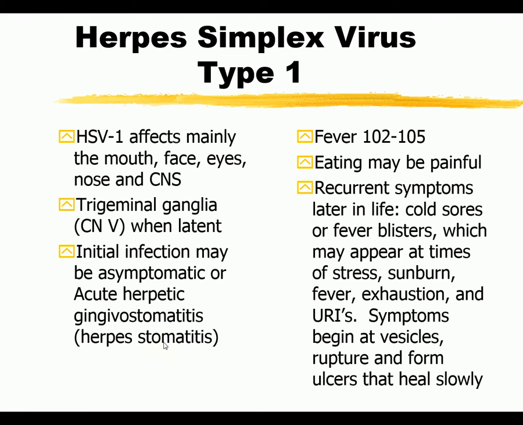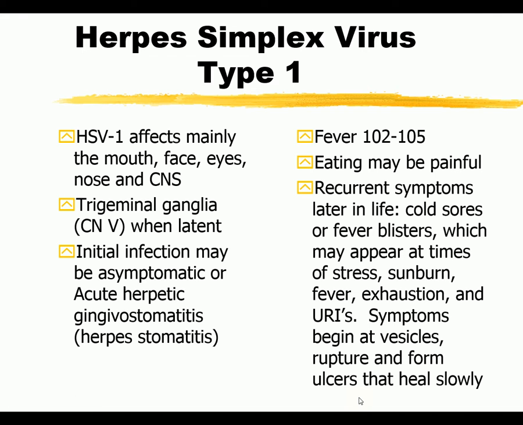Now, the fever can get up to 102 to 105. This is a red flag, so we need to watch for febrile seizures. Eating, again, can be painful. And the reoccurring symptoms later in life come back as usually cold sores or fever blisters. And we know that times of stress, extreme heat, exhaustion, and upper respiratory infections can trigger those cold sores and fever blisters to come back. They'll begin as vesicles, they'll rupture, and then form painful ulcers that heal very slowly.